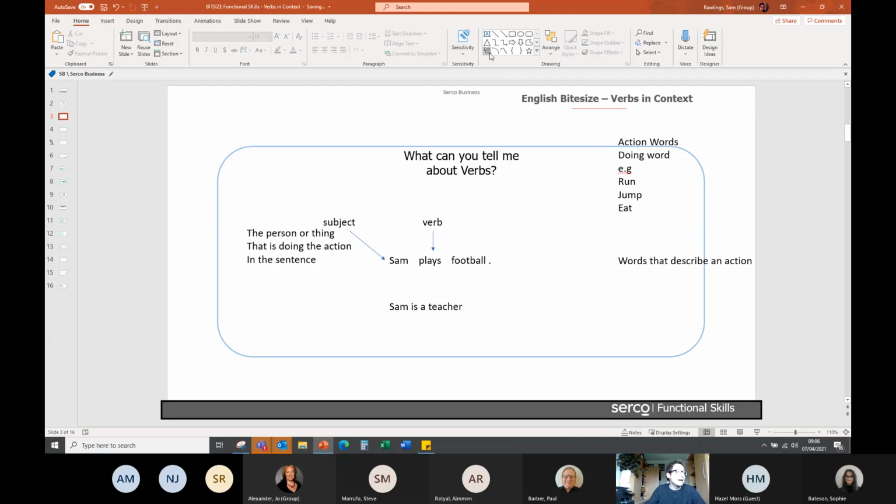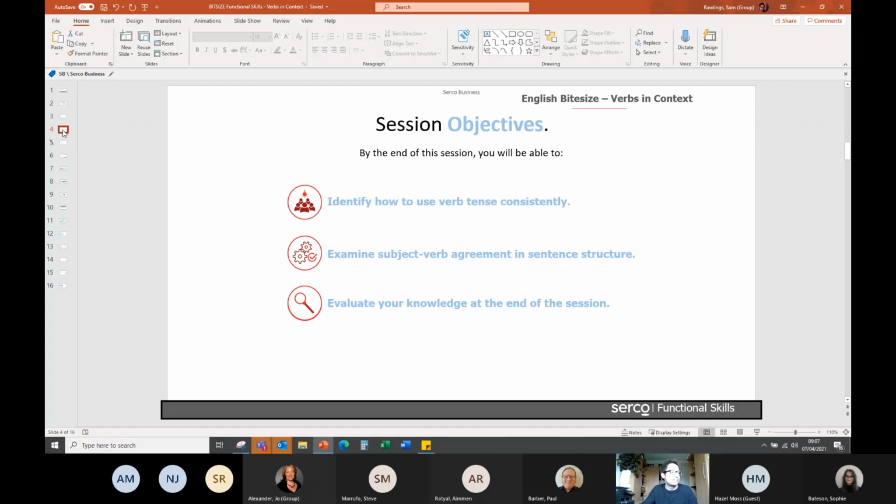So you can see here, we've now got the word is. So this is also a verb, but this is a being word. So verbs can be action words or doing words. They can also be being words as well. So that's just a little introduction to verbs. And what we'll do is obviously look at these things in more detail next.